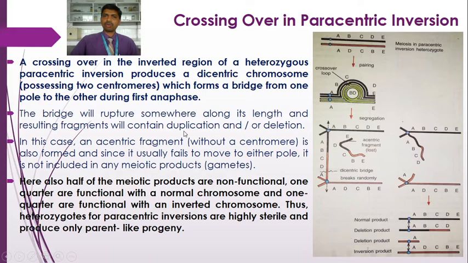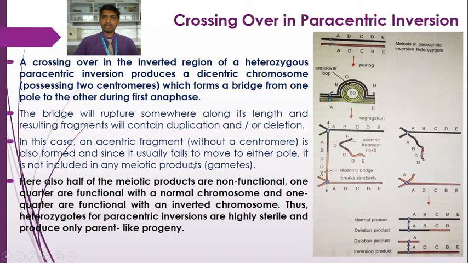So this is the case of crossing over in paracentric inversion, where a bridge is formed from one pole to the other pole during the first anaphase, and this bridge breaks randomly, so we get four types of products, of which half are non-functional due to the deletion, while half are functional, of which 1/4 have a normal chromosome while 1/4 have an inverted chromosome. So this dicentric chromosome has been formed due to the crossing over in paracentric inversion heterozygotes.